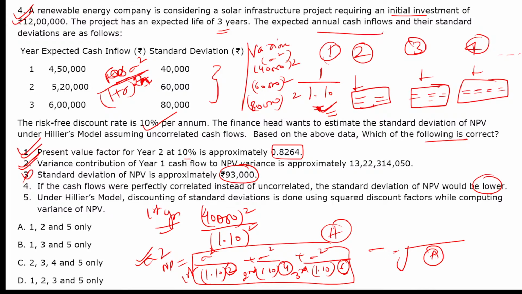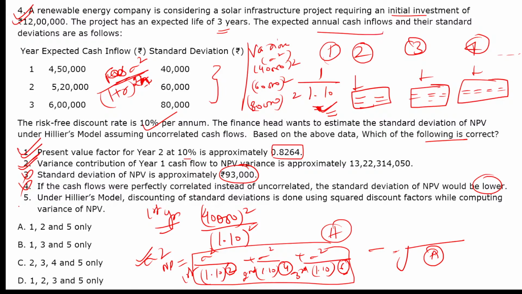See, if it was perfectly correlated, the overall projected risk would be higher as compared to uncorrelated flows. The NPV would have been higher if they were perfectly correlated. So this is also incorrect.